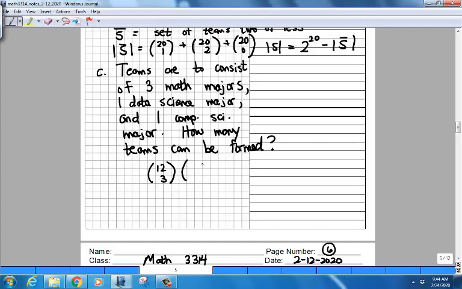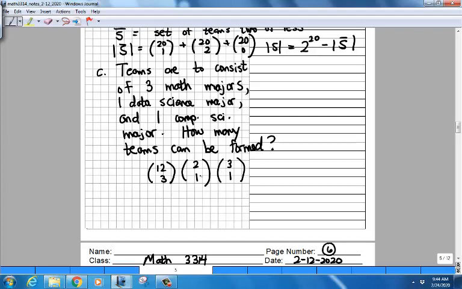Whatever choose 1. How many data science were there? 2, right? And then we would choose 1 of those, correct? Right? Okay? And then, last one, that's the computer science major. We're going to pick 1 of those. How many computer science majors did we have? 3, right? I think it was 3, right? Okay.